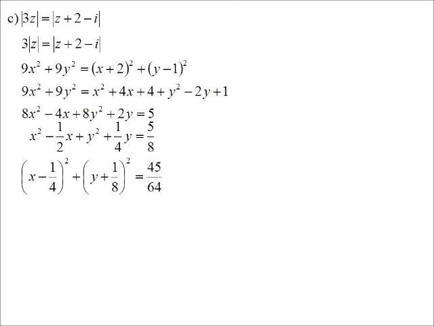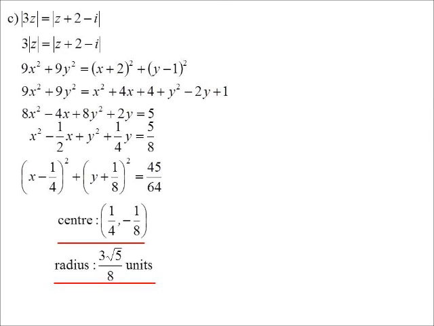Plus y plus an 8th squared is 45 on 64. So therefore, centre, a quarter, minus 1/8. Radius, 3 root 5 on 8.